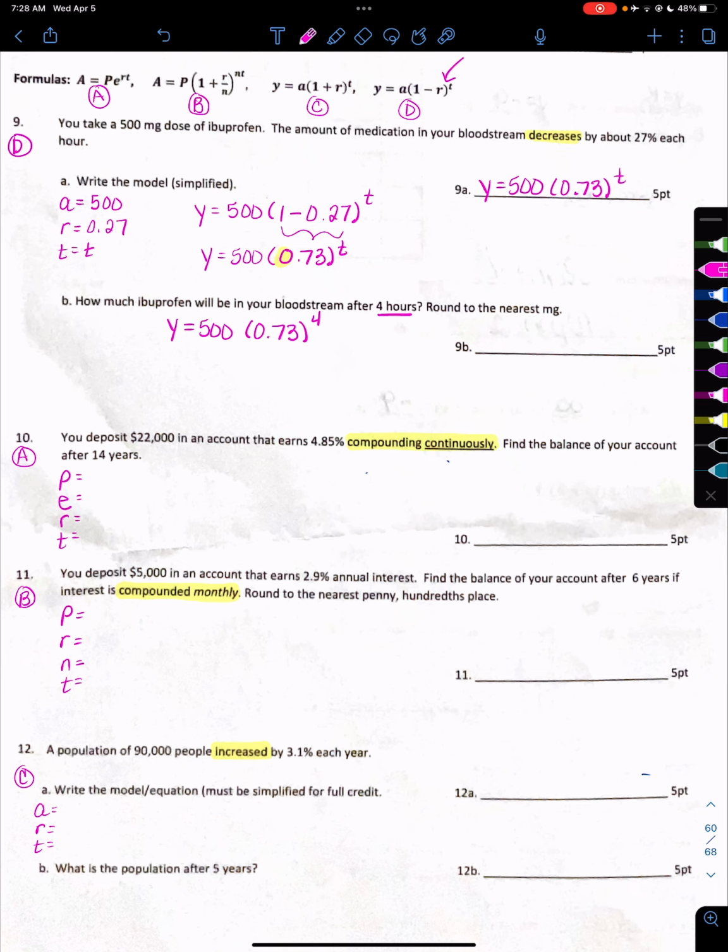So our final answer on this one, our decimal answer, I should say, will be 141.9912. And then we're going to round that to the nearest milligram. So that will be 142 milligrams. Now that is the correct answer there.